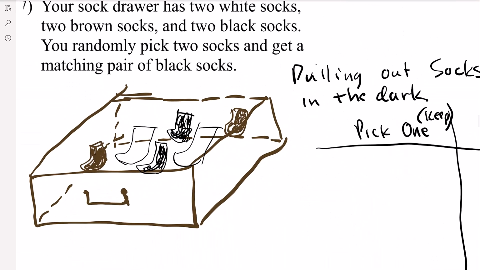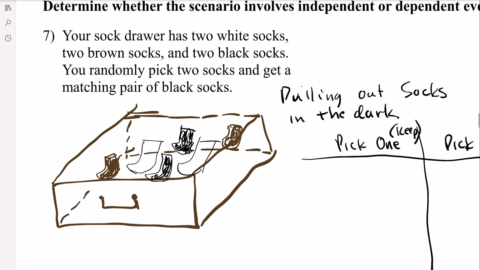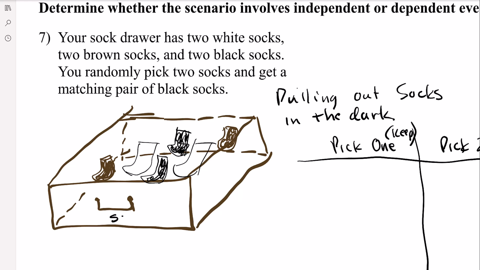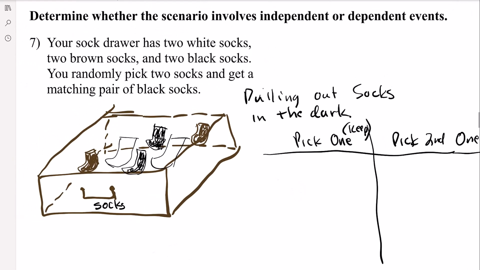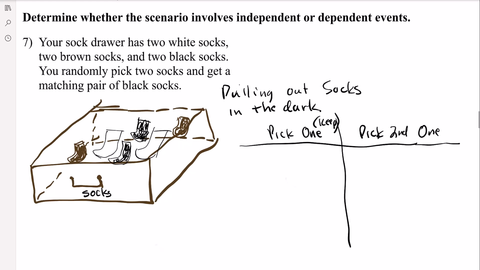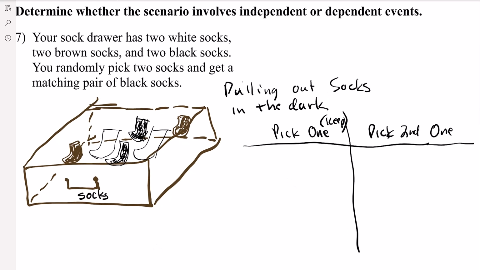It's a really bad drawing. So your sock drawer has 2 white socks, 2 brown socks, 2 black socks, but you're getting up in the middle of the night and you don't want to bother your brother or sister, or if you're married, your spouse, you don't want to wake them up. So you have to randomly pick 2 pair of socks, and I don't know why they're not matched, but they're just loose in the drawer, which sounds actually not like a bad idea to me because it's kind of a pain folding socks. So determine whether this scenario involves independent or dependent.